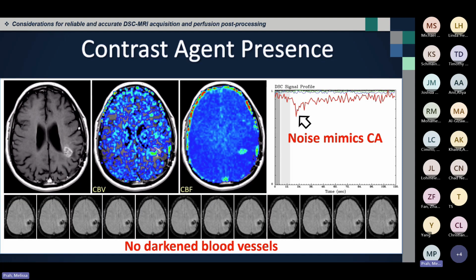And while the noise in the artery for this case looks like it could be a signal drop due to contrast agent, it is actually noise. If you compare it to the signal in the other tissues, you can see that there's no corresponding signal drop, confirming that no contrast agent was administered. Again, the perfusion maps don't look good, and the DSC images show no darkening, which would be present if contrast agent was injected.